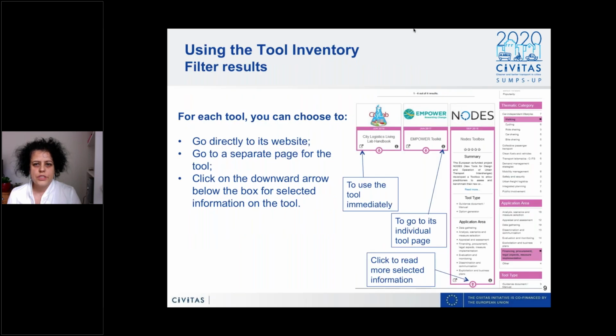So just to give you a short overview of how the tool inventory looks, you can access it on a link from the civitas.eu website. Each tool has a separate page that includes a description. You can use the tool immediately, you can go to its individual page, or you can click and read more about it.